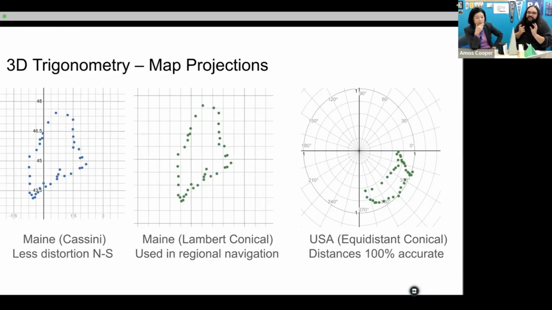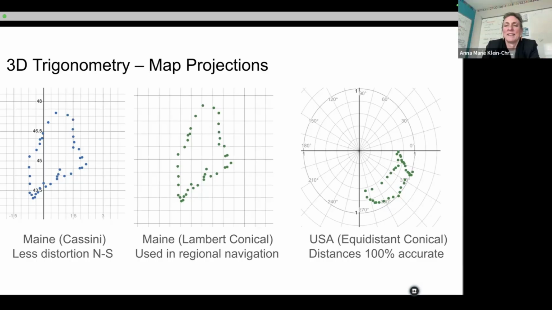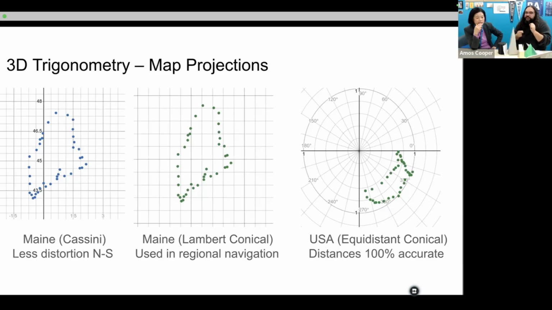But this projection allows you to draw a line between any two points in the US, and that represents the true spherical distance over the top of the sphere between those two points. And you might be saying, I don't see the trig.